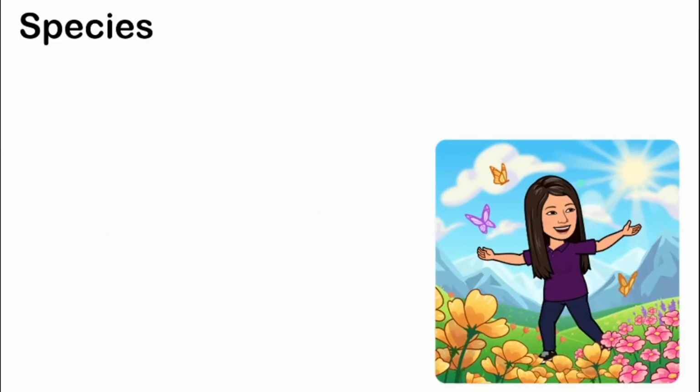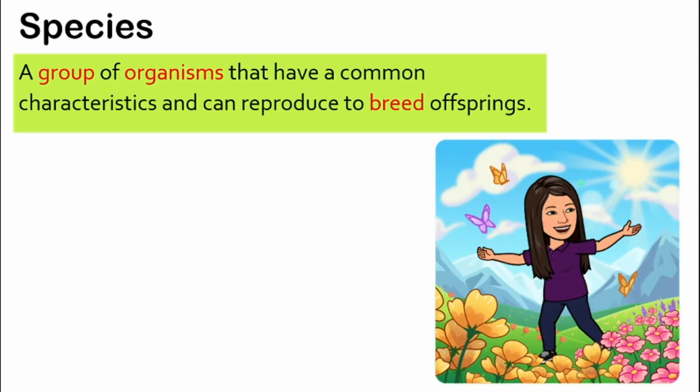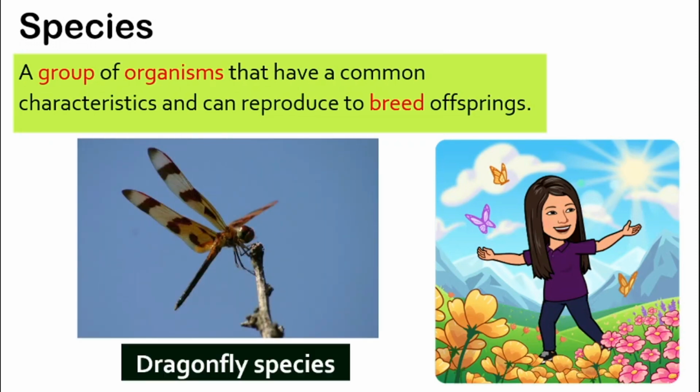Secondly is species. What is species? Species is a group of organisms that have common characteristics and that can reproduce to breed offspring. In another word, it's a group of organisms that is very similar to each other and they can have baby. For example, this is the dragonfly species.